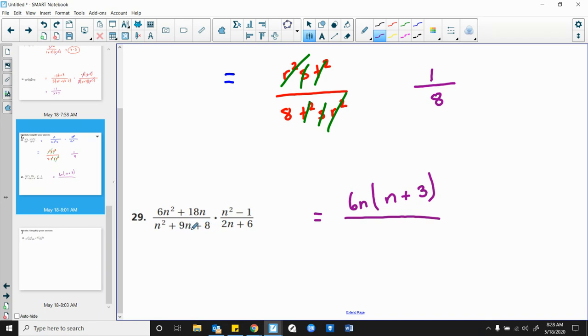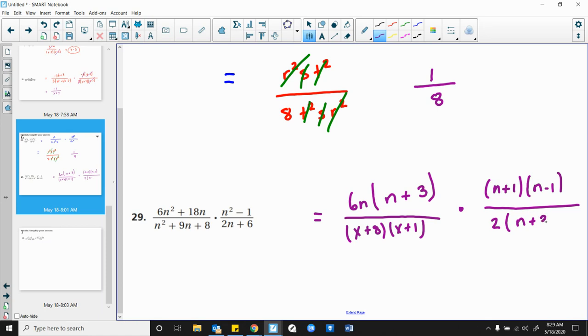What multiplies to give me 8 that'll add to give me 9? This will be x plus 8 and x plus 1 times n squared minus 1. That's going to be a difference of squares. We got the subtraction and 2 square roots. So in this case here, I'm going to do n plus 1 and n minus 1. And then here I can factor out a 2, and I'm left with n plus 3.